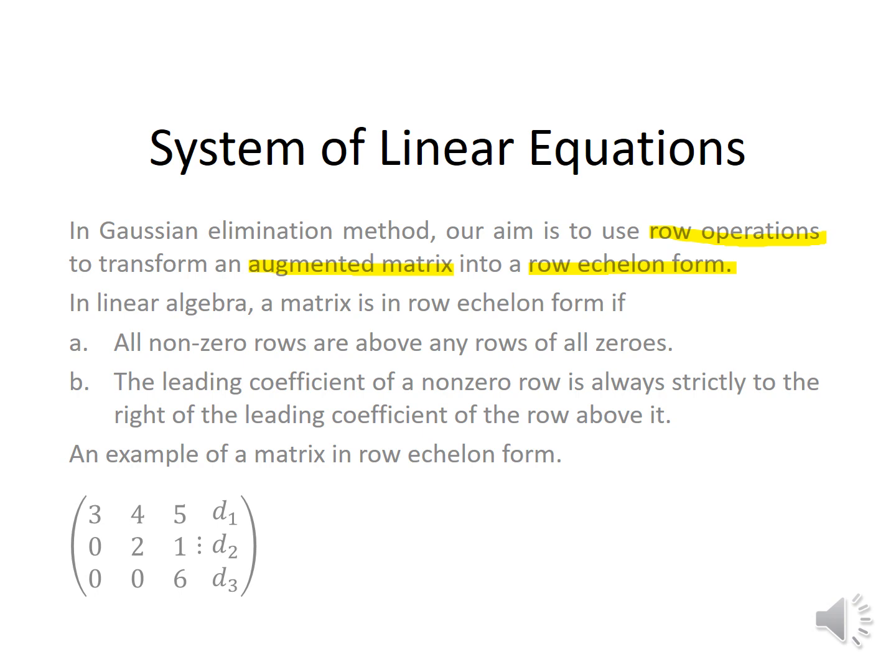In linear algebra, a matrix is in row echelon form if all non-zero rows are above any rows of all zeros. The leading coefficient of a non-zero row is always strictly to the right of the leading coefficient of the row above it. This is an example of row echelon form.